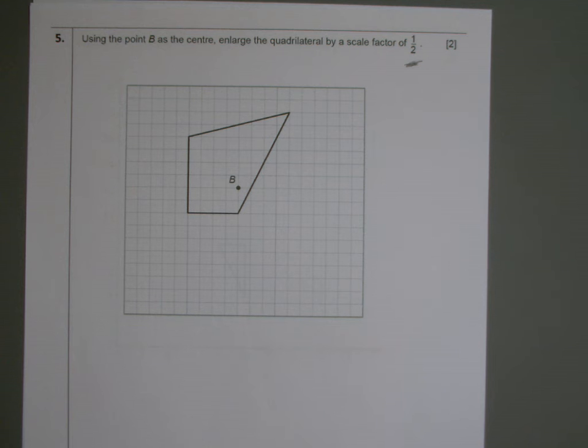Okay, so we've got this quadrilateral with the centre of enlargement inside the shape again, but this time we've got to enlarge it by a scale factor of a half. Well, what does that mean? Well, simply the enlarged shape is going to be smaller. It's going to be half the size of it.